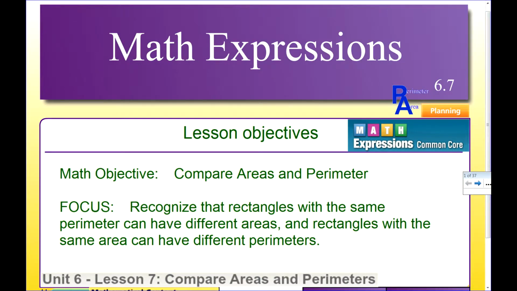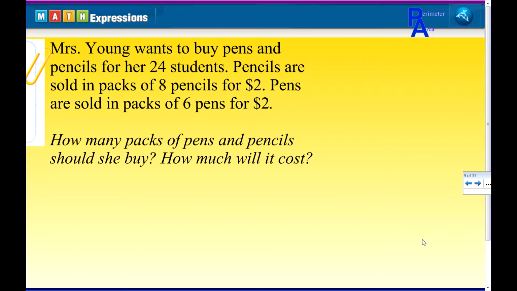Today's lesson will be looking at comparing areas and perimeters. Now we've been going over this in detail in class, but we want to make sure that you recognize that some rectangles with the same perimeter can have different areas, and that rectangles with the same area can have different perimeters. Let's get started today with an anytime problem.